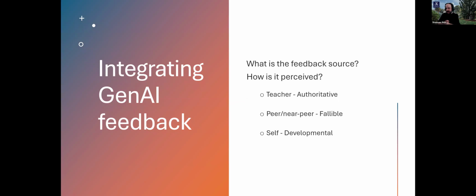So when we talk about GenAI feedback, I think it's really important to talk about how that feedback is perceived, or in other words, the source of that feedback. And the way that we in our small group have categorized that is: is it authoritative feedback, typically from a teacher or some other source of authority? Doesn't have to be a teacher. Is it fallible feedback? That's feedback from often a peer or a near peer, or any sort of feedback that the student deems as being untrustworthy. Or is it self-feedback, or to pick another word to go along with this, developmental feedback, feedback that they can use for reflection.